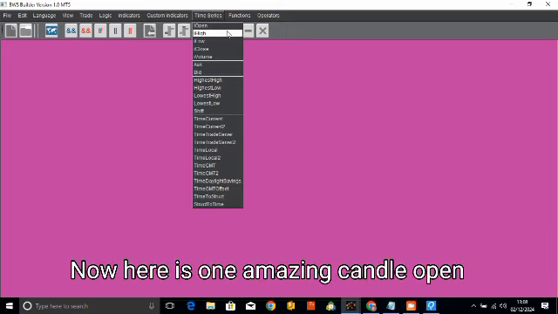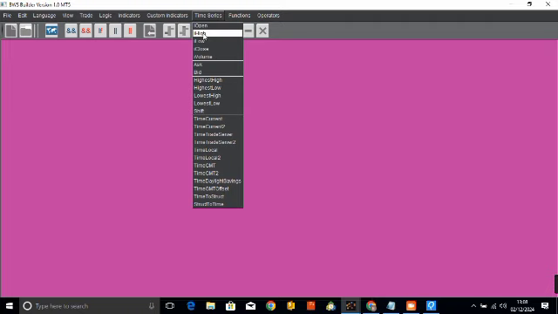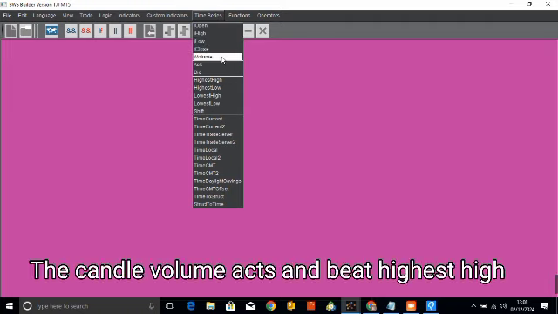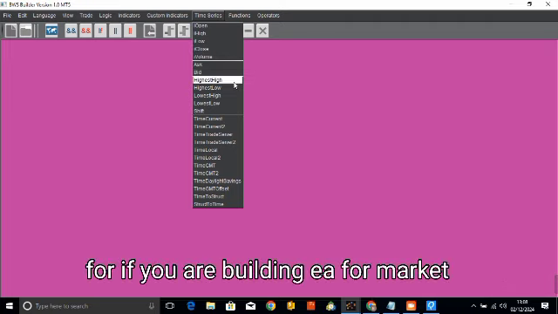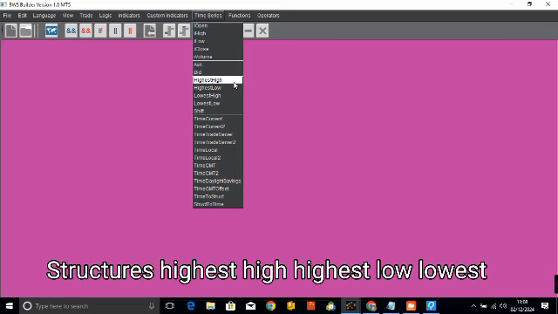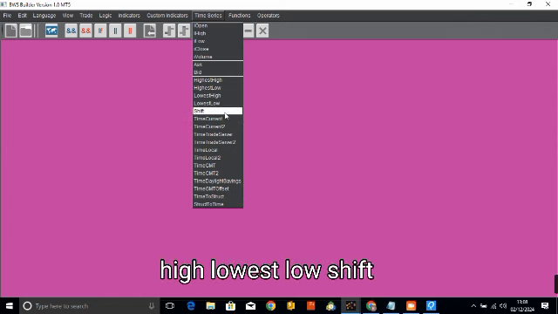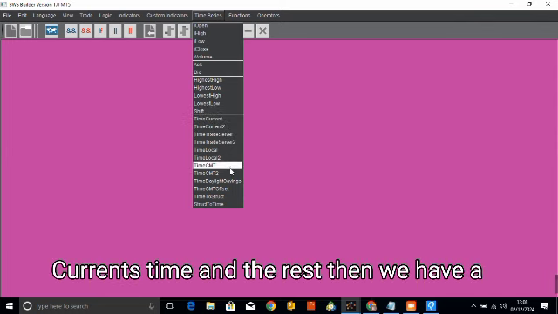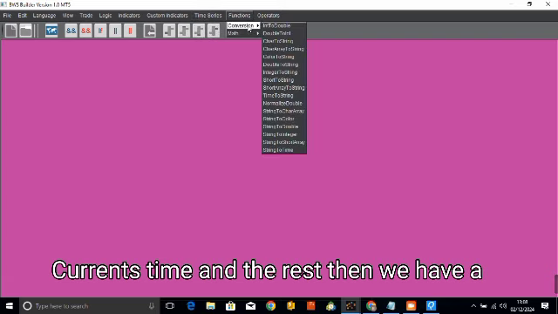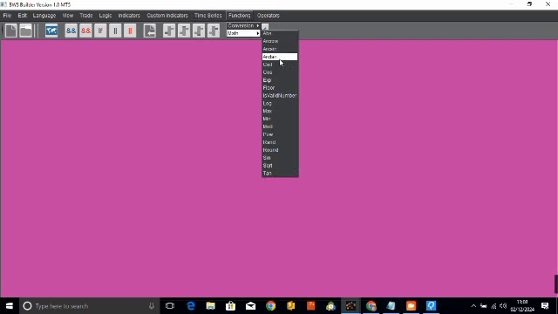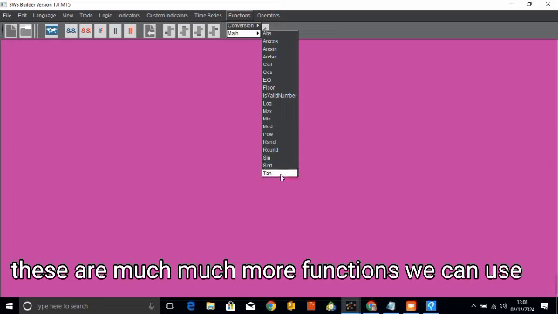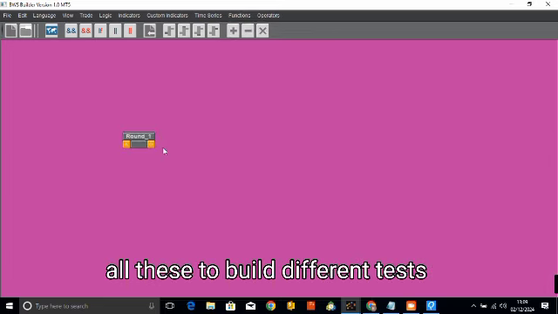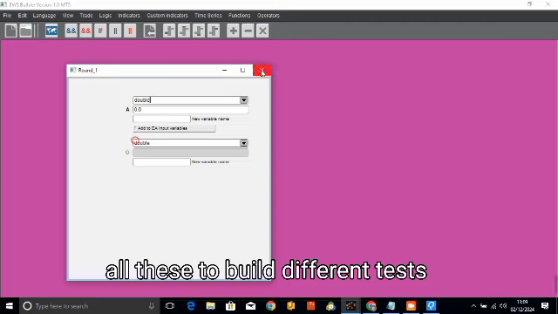Now here is one amazing thing. Candle open, candle high, candle low, candle close, the candle volume, ask and bid, highest high, if you are building an EA for market structures, highest high, highest low, lowest high, lowest low, shift, current time and the rest. Then we have our mathematical functions here. We can use all this to build different things.